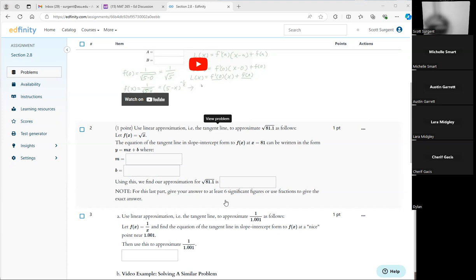So, all right, let's look at number 2 here. This is from 2.8. We're going to use linear approximations, i.e. the tangent line, to approximate the square root of 81.1 given the function y equals f of x equals square root of x. Okay, so I'm going to stop the share.